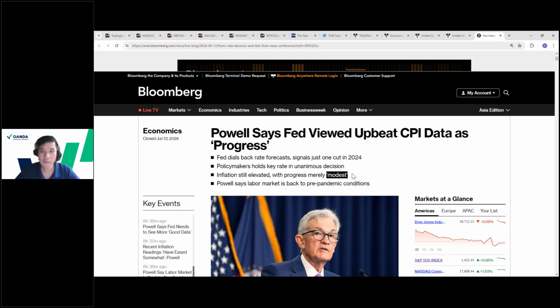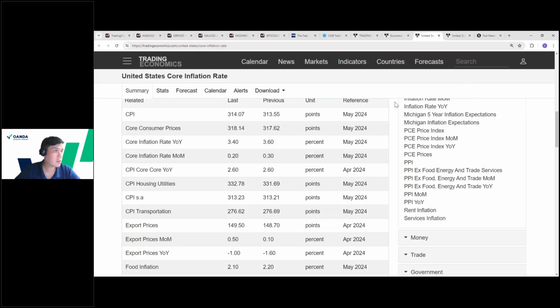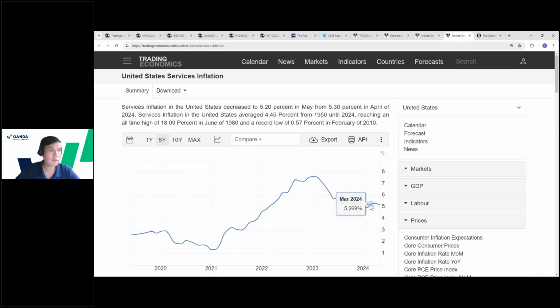The reason they say progress has been made is because of the deceleration seen in the core CPI trend. But modest only, because of the services side of it. The services component still hasn't decelerated as much as they wanted. So this is the key takeaway of the CPI data.